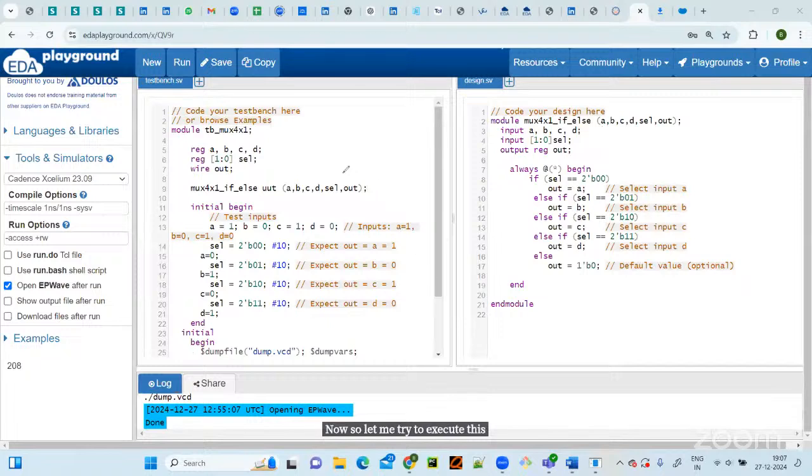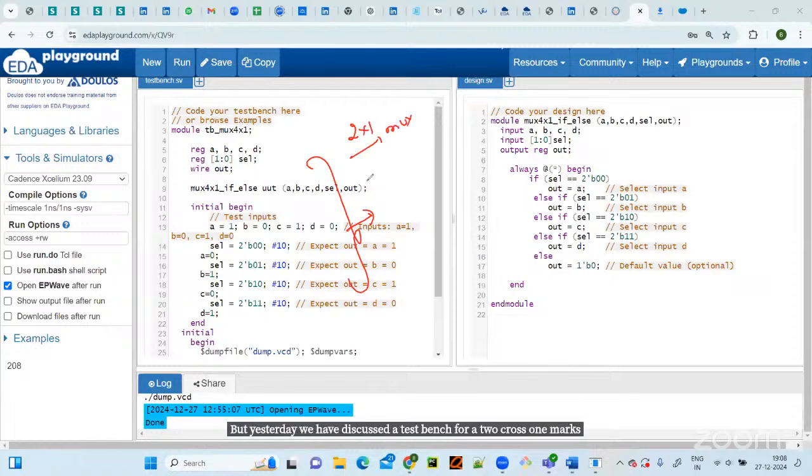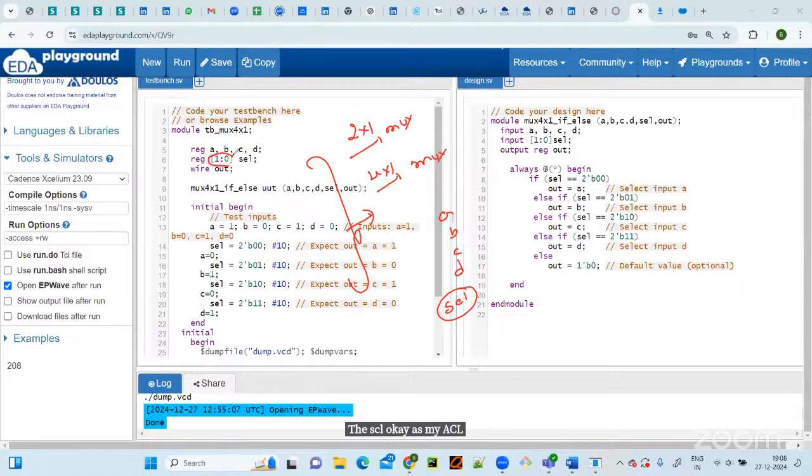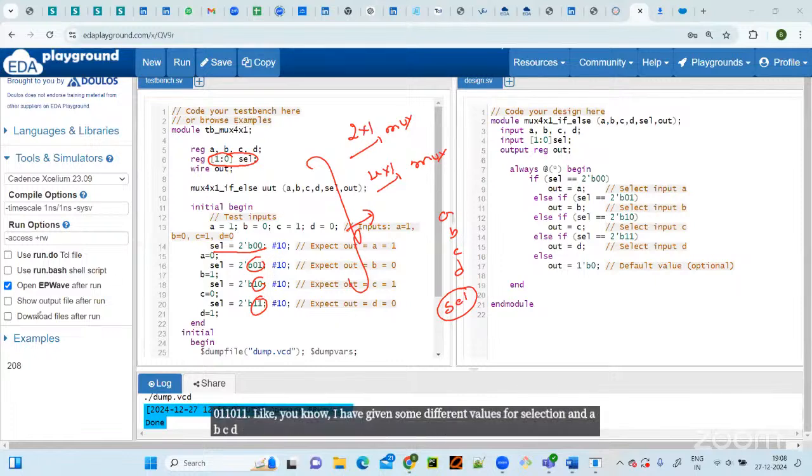See, the test bench is quite similar to what we have discussed yesterday, but yesterday we discussed the test bench for a 2x1 mux. Today what I have here is a test bench for a 4x1 mux. That's it. No difference as far as the test bench is concerned. I have just given some values for A, B, C, D and the SEL. As my SEL is 2-bit, 1 down to 0, I have given a 2-bit value to this. SEL equal to 2'b00, 01, 10, 11. I have given some different values for selection and ABCD. It is as simple as that.